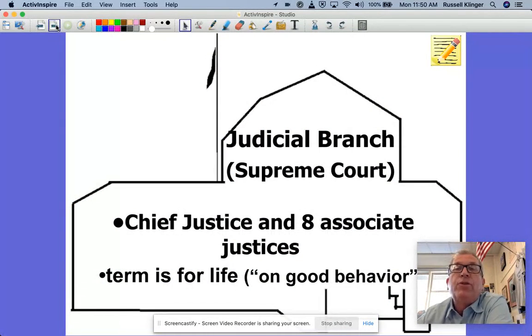Okay. The third branch is the judicial branch. And the judicial branch, or the Supreme Court in this case, and the federal court systems below it, consists, in this case, the Supreme Court, which is the highest court in our land, consists of 9 Supreme Court justices. One is called the Chief Justice, and then there's 8 associate justices.